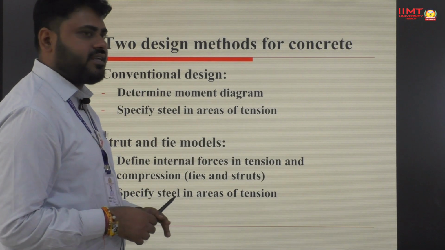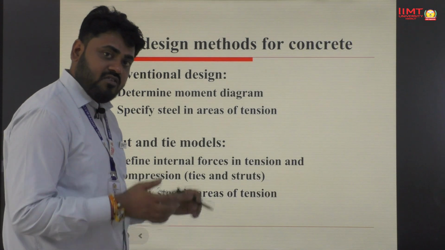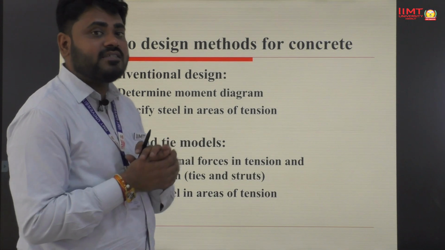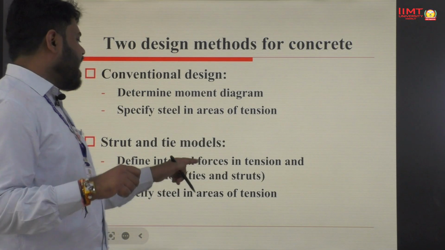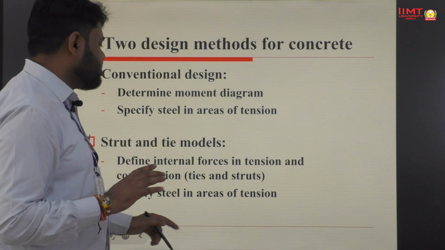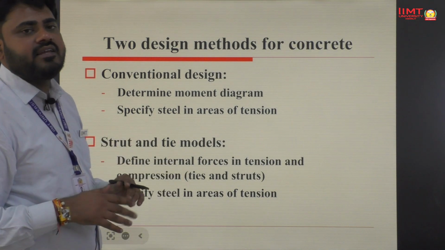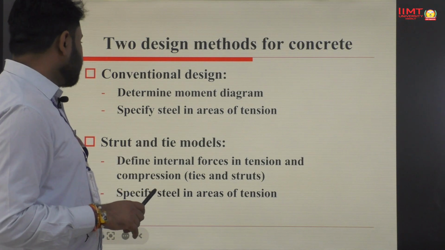Now come to the strut and tie method. We have to define the internal forces. First of all, we find the internal forces in the tension zone and compression zone, whether it is a tie or a strut. Then we specify the steel in the area of tension. Then we make it the strut and tie method.